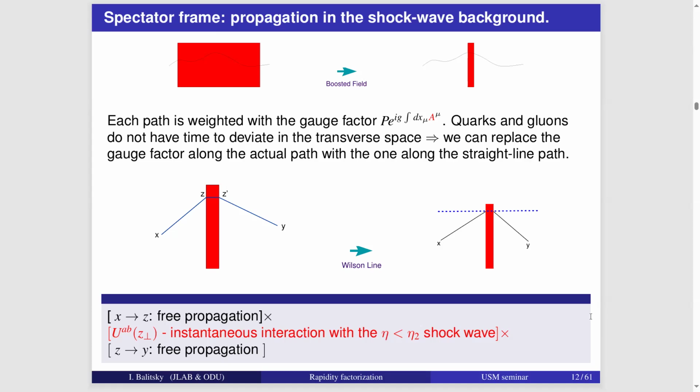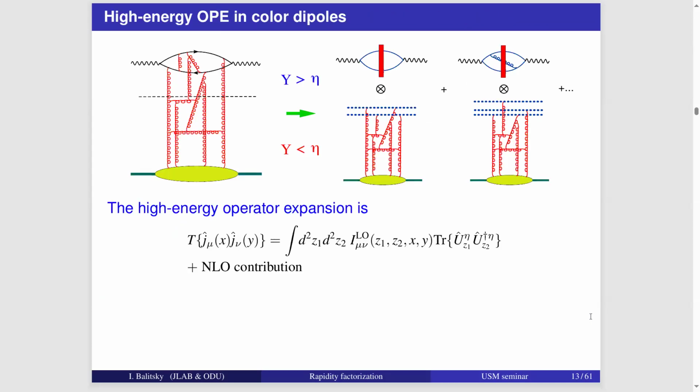So the picture of this shockwave background is the following: free propagation up to the point of interaction with the shockwave, then instantaneous interaction with the target, described by a Wilson line, this Wilson line, and then free propagation to the final point. This picture turns out, technically, to be extremely convenient.